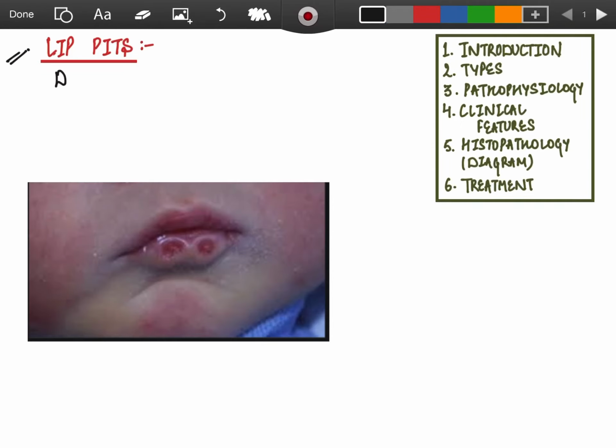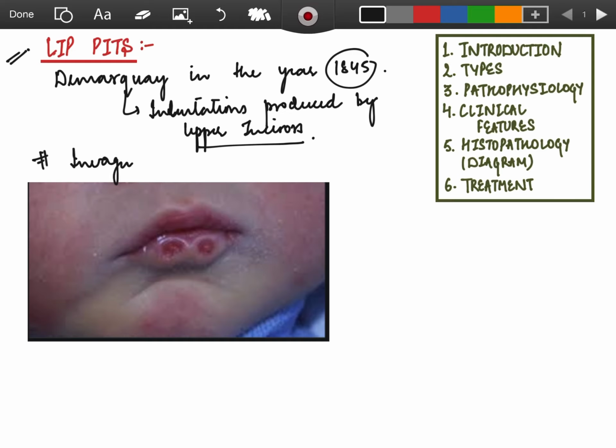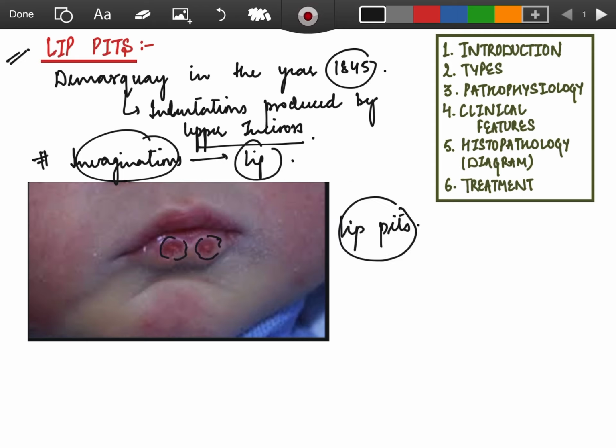In this lecture we will study about the lip pits, which were first recognized by de Marquet in the year 1845. He thought that these are the indentations produced on the lips by the upper incisors. Lip pits are basically the invaginations or the pits present on a lip. So you can see in the picture, these are the lip pits.